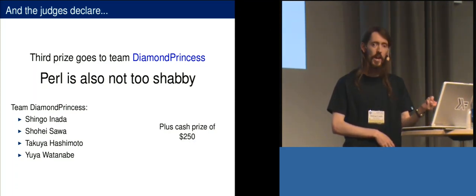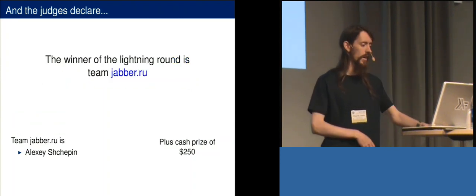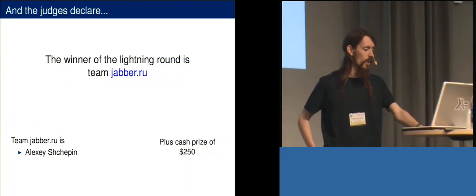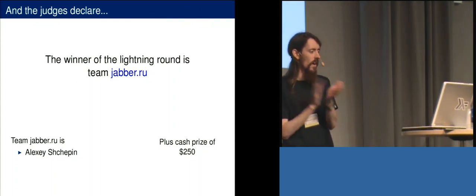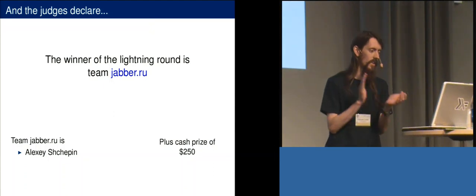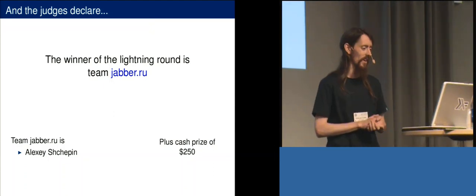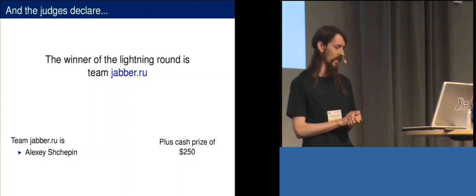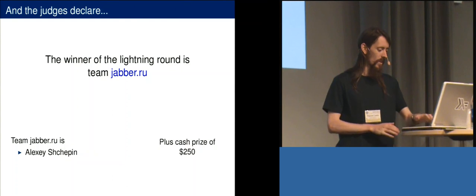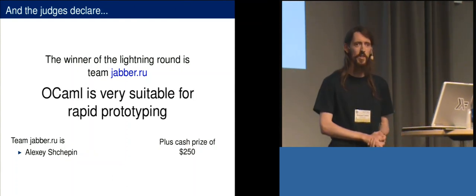Alright, and now the last two we have are the lightning round and the judges' prize. The winner of the lightning round is Team Jabber.ru, which is Alexei. Unfortunately, Alexei also cannot be here. He's in Crimea, and the passport situation there is a little bit tricky at the moment. OCaml is very suitable for rapid prototyping.